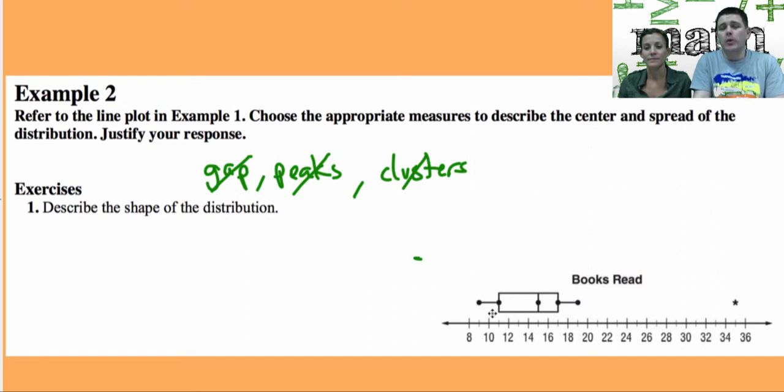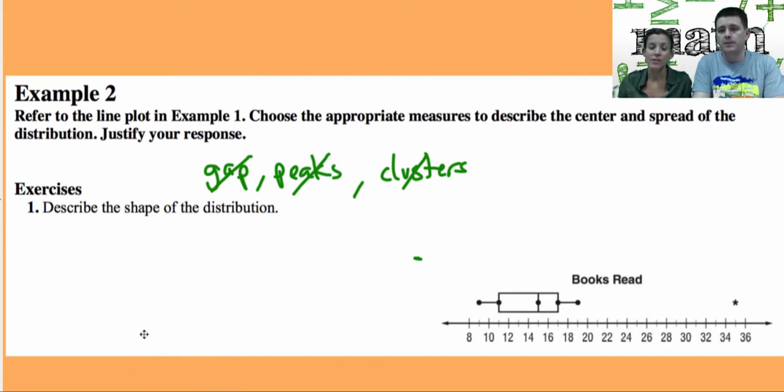In a box plot, we can't see all of the data values. We know that 1/4 of the data fell between 9 and 11, and 1/4 of the data fell between 11 and 15, but I have no idea which data points are in here. They could all be at the median, 11, or they could all be at 15, or they could be scattered. We don't know specific data points, so we can't talk about if there's a gap or a peak or a cluster of data. What we can talk about is mostly the shape and some of those measures of variation that we can find.